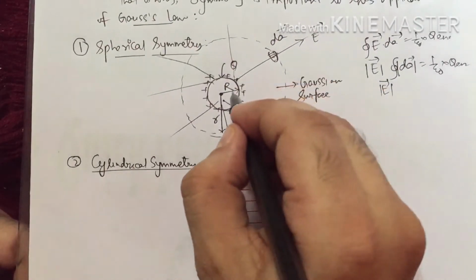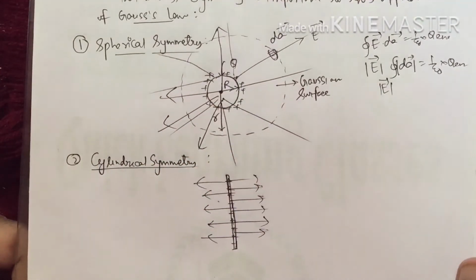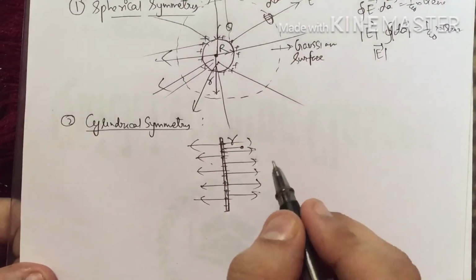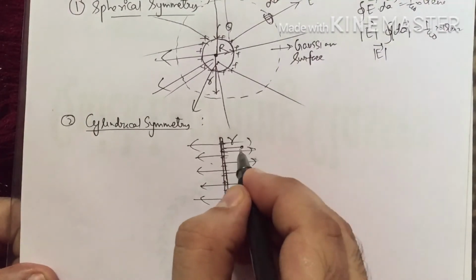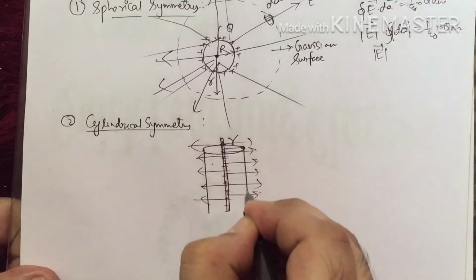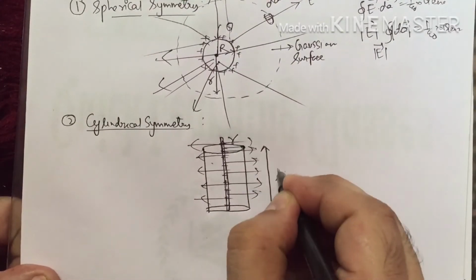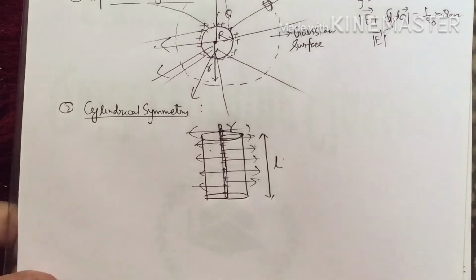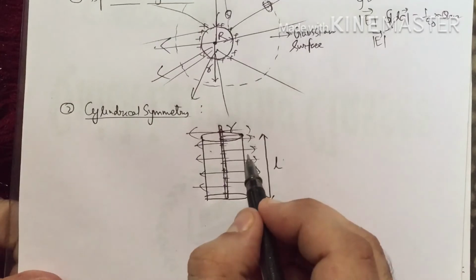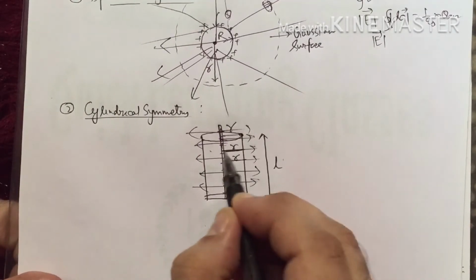In case of cylindrical distribution also, the electric field lines are radially outward. So in this case, taking r as distance, we can always draw a cylinder of any length L such that the magnitude of electric field on this curved surface area will always be a constant, because the distance from the wire to the curved surface is fixed, which is always equal to the radius of the cylinder.